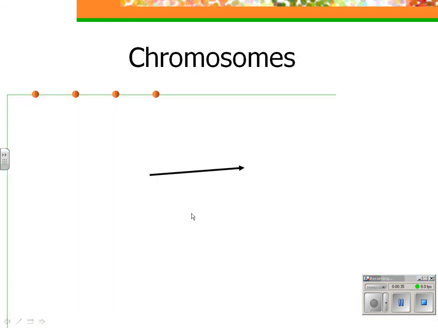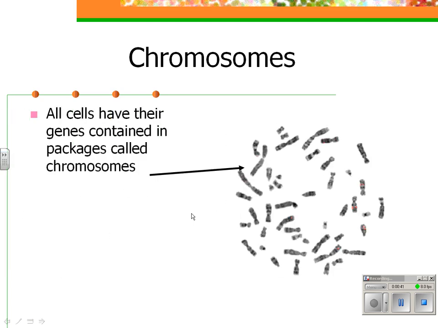We have to start with chromosomes, and we talked about this with mitosis, that chromosomes contain DNA, and genes are made of DNA. We're getting a little bit ahead of ourselves, but that's okay. All cells have their genes contained in packages called chromosomes. And here the arrow is pointing to a set of chromosomes.